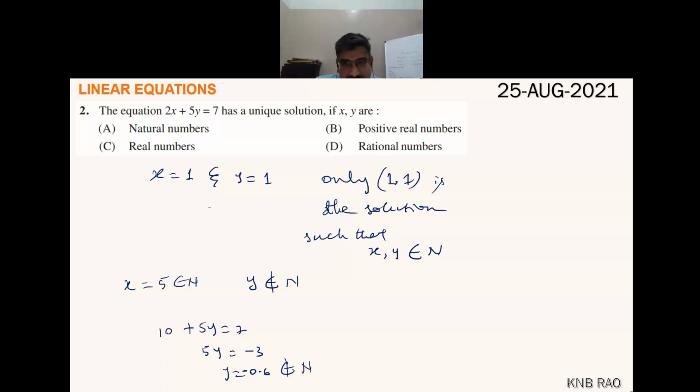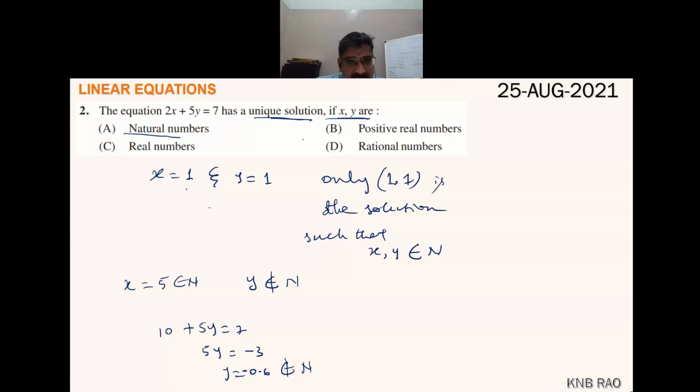Here we are given that if x and y together belong to natural numbers, x being 1 and y being 1 is the only solution. Understood, Prajwal? Okay.